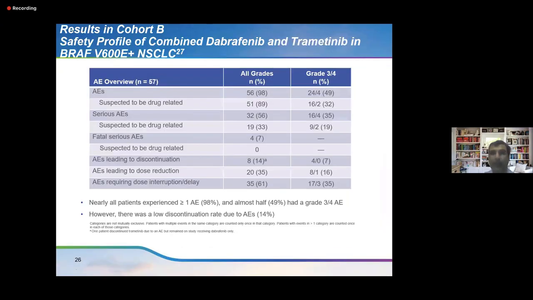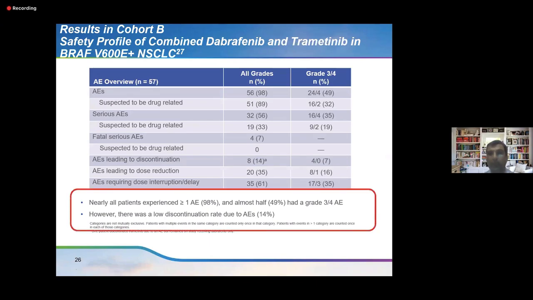Now, what about the safety data? Everything comes at a cost. There are no free lunches. The drug is toxic. Approximately 50% of the patients had a grade 3, grade 4 AE. However, there was a low discontinuation rate due to AEs.